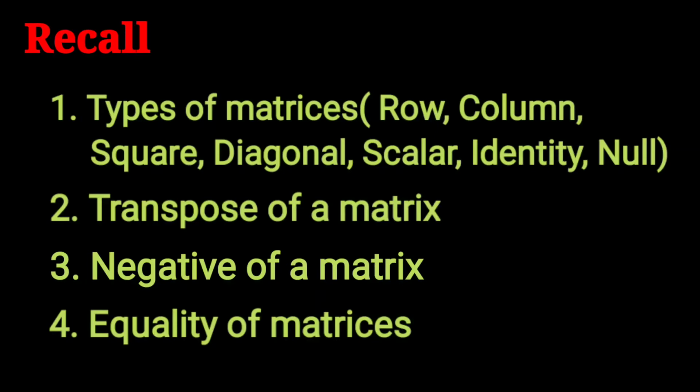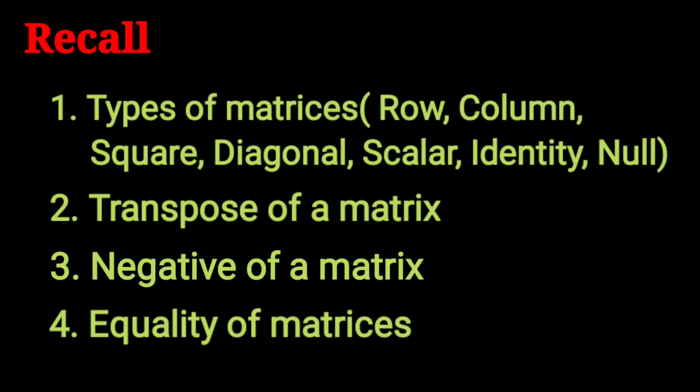After transpose of matrix, what have we learned? We learned negative of a matrix. How do you get negative of a matrix? Negative of a matrix can be obtained by multiplying all the elements of a particular matrix by -1. The sign of each and every entry would be changed in negative of a matrix.